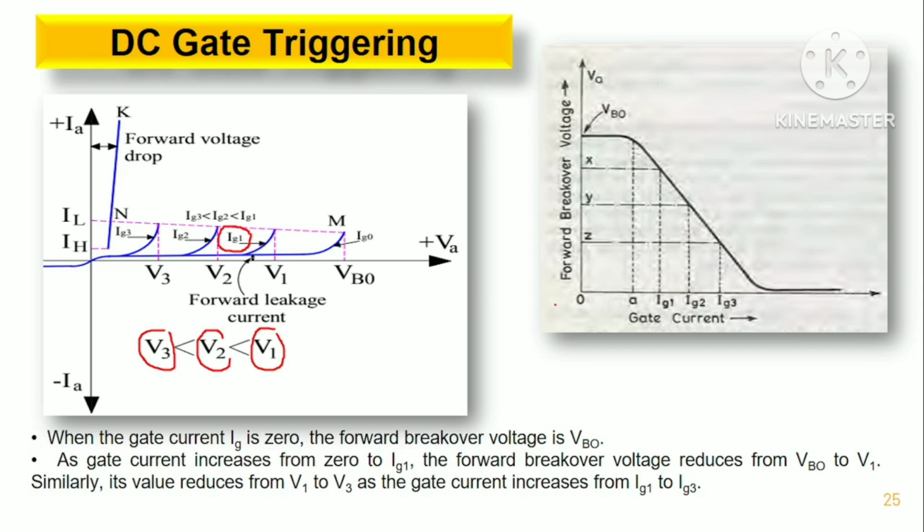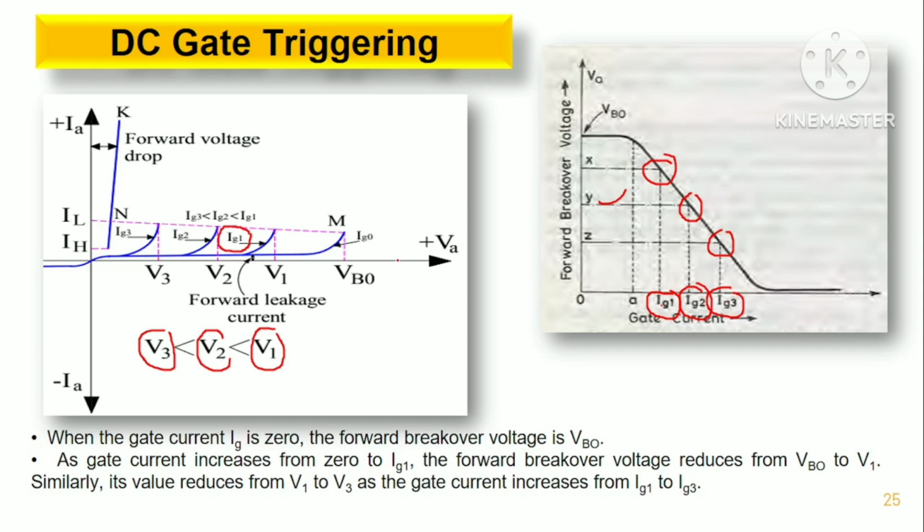Coming to Ig1, this is called the forward breakover voltage. When we have the lesser gate current, we have the higher forward breakover voltage. Ig2 is a somewhat higher gate current, and again we have a lesser forward breakover voltage. When the gate current Ig3 is very high, the SCR may get turned on very quickly, so the forward breakover voltage is less.